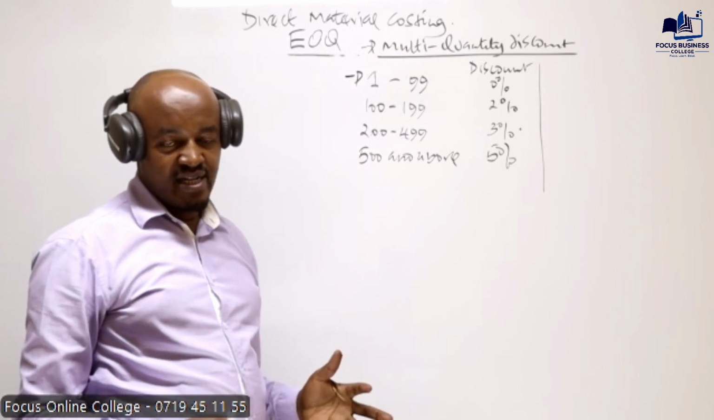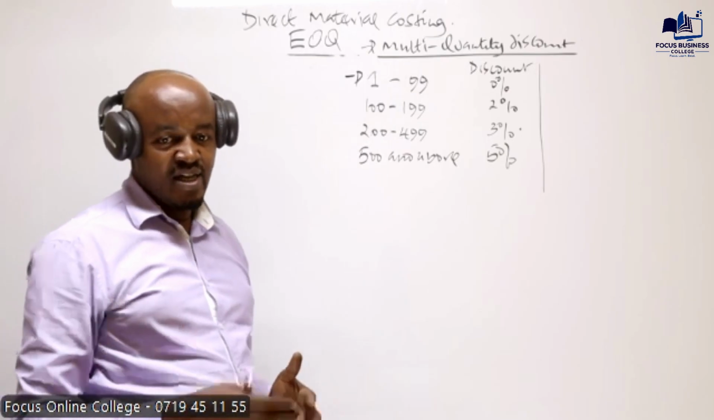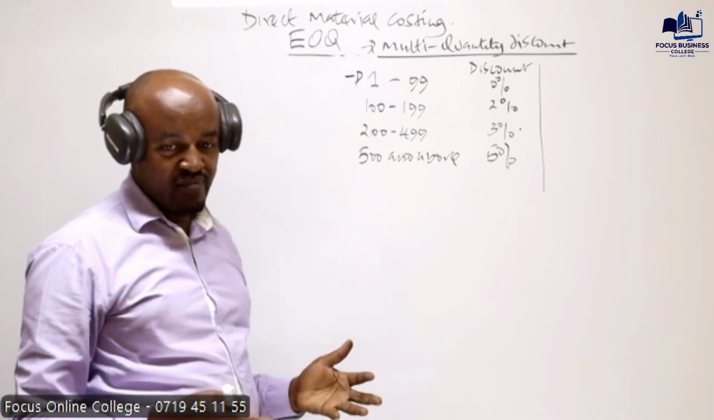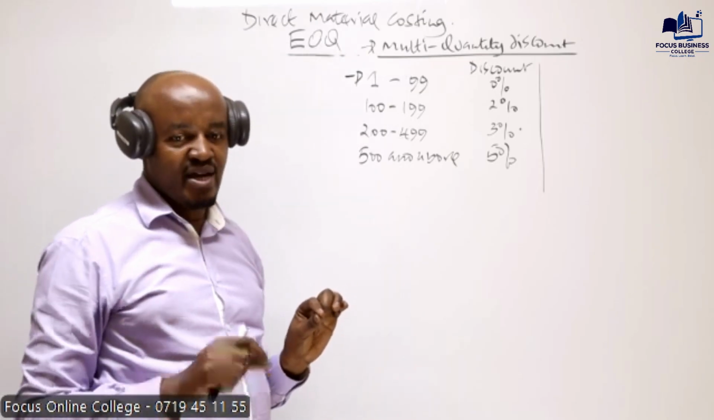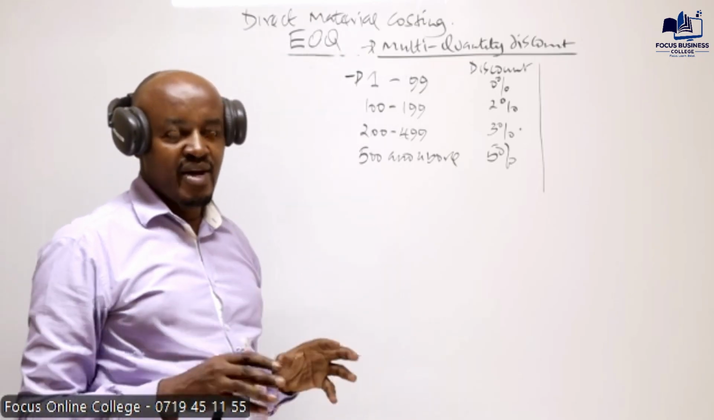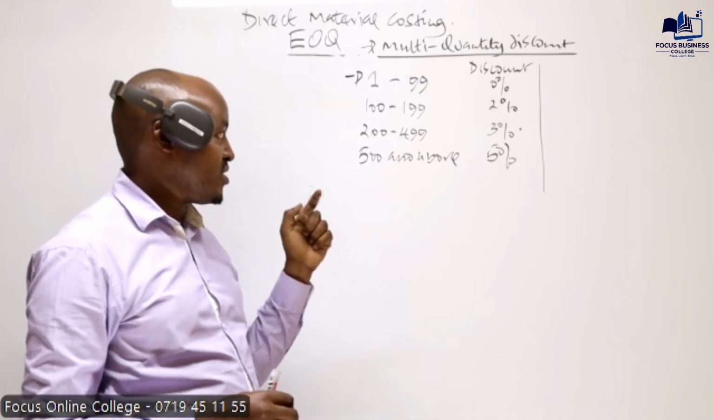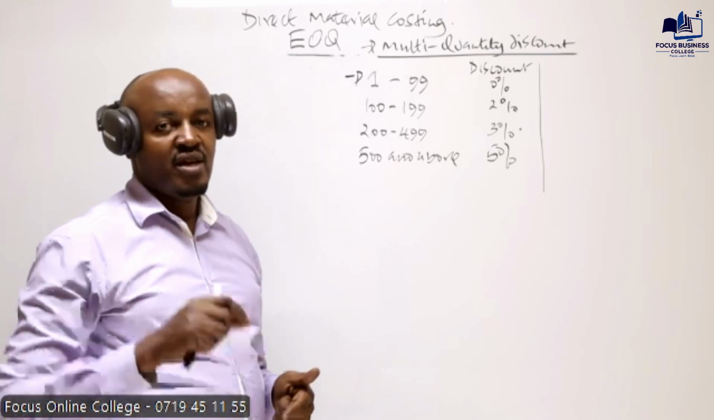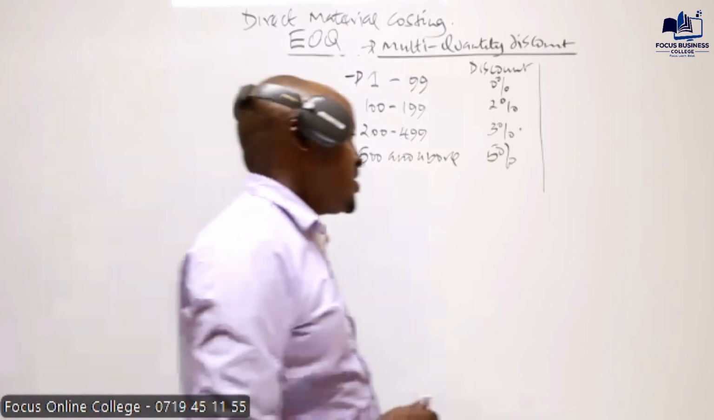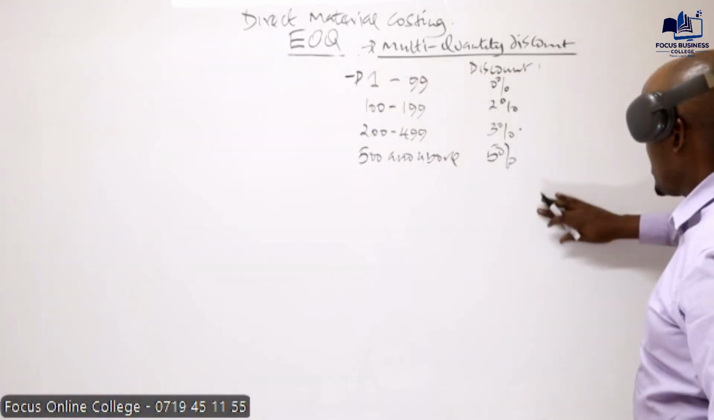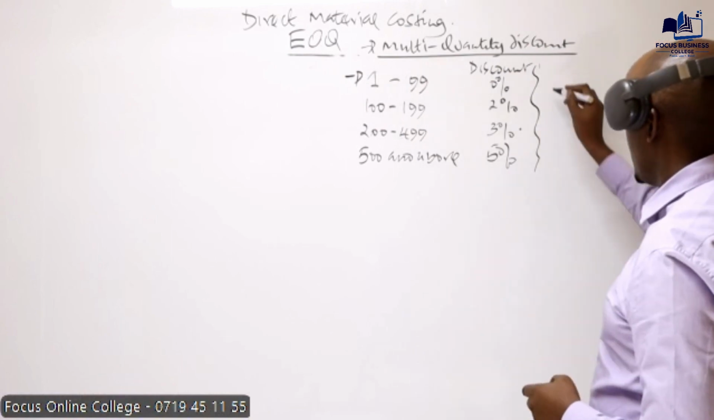So the main objective here is to evaluate each quantity range and then give advice to the company on which order range should be picked. The order range to be picked is the one which results in the least cost. We evaluate each quantity range by computing the cost of each quantity range.